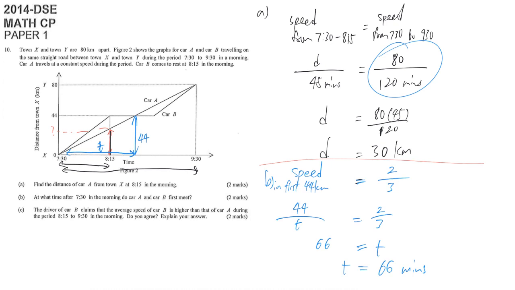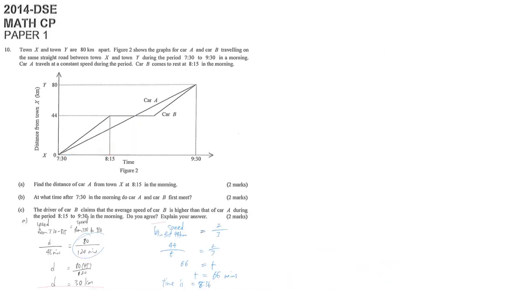So what time? The time is 66 minutes after 7:30. That means 8 o'clock and then 6 more minutes, 8:06. Hmm, 8:36. So the time is this time.